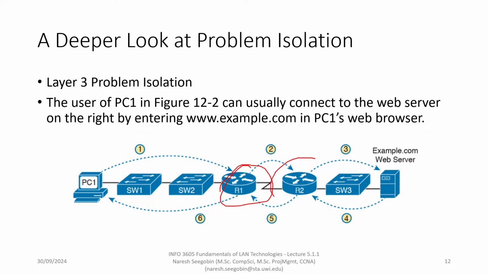Now, I'm not going to go too much into this. Actually, I'll go into this and then we'll go into more detail later on when we start to do routing. I'm just covering this so that you'll have an idea of how to troubleshoot layer 3 and up. Right, so in this case, example.com in PC1's web browser. So that's here.